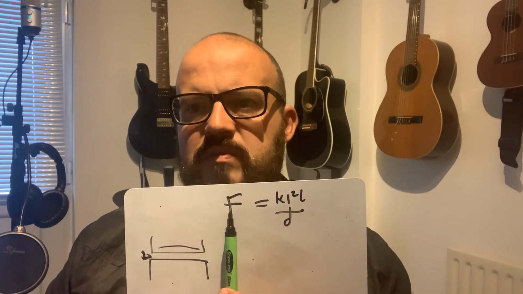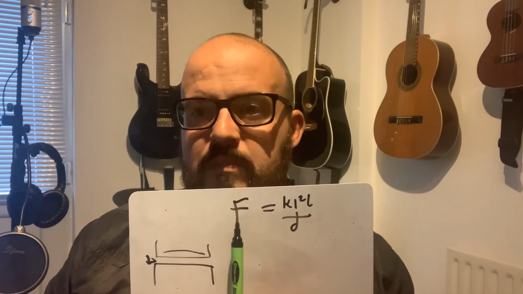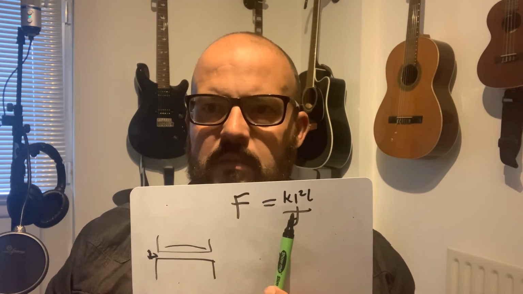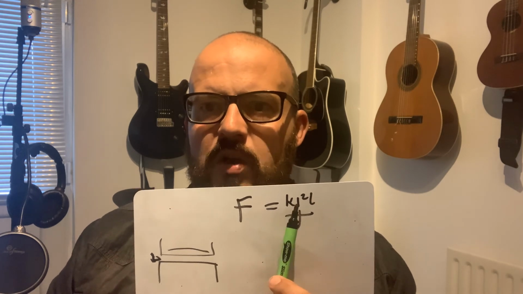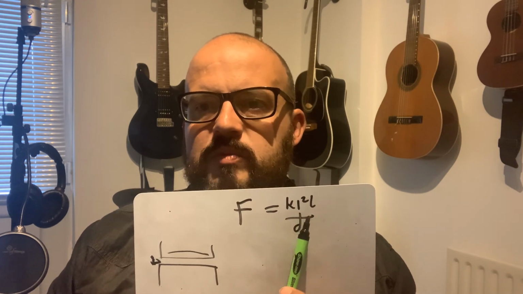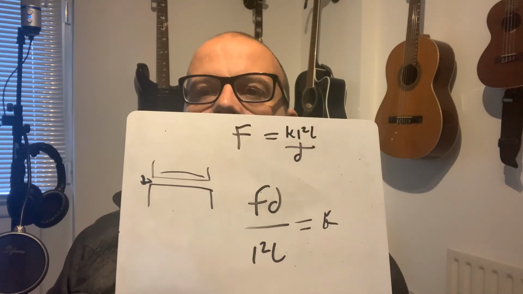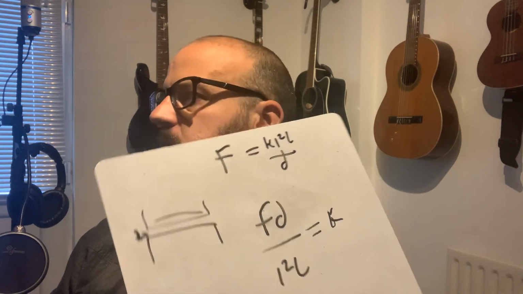I would be measuring W, multiply it by 9.81 to get F. Distance will be multiplied by that. Current I'll be reading off the ammeter, square that, multiply by length. And just in case I'm talking too fast, let's write out what I'm talking about here. FD over I squared L will give me K, so I'm going to make that the gradient of my graph. And that is the end of that question.